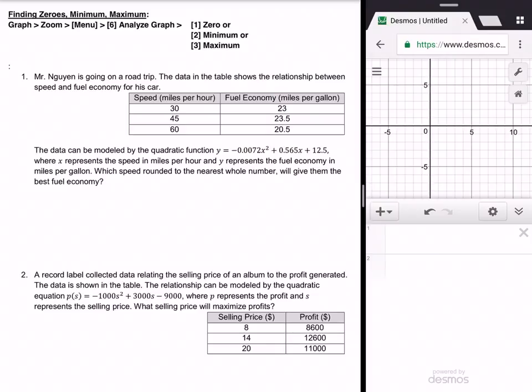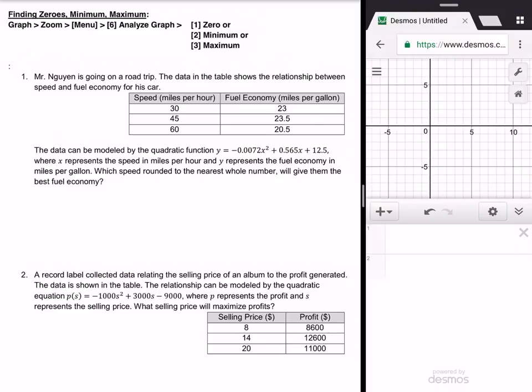The data can be modeled by the quadratic function y equals negative 0.0072x squared plus 0.565x plus 12.5, where x represents the speed in miles per hour, and y represents the fuel economy in miles per gallon. Which speed rounded to the nearest whole number will give them the best fuel economy? So we are looking for the best, right?